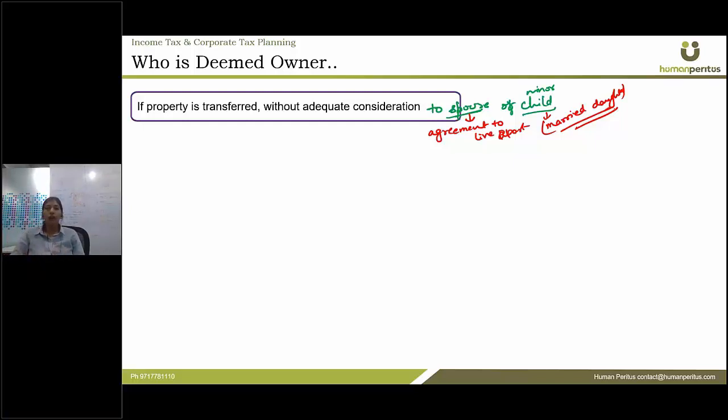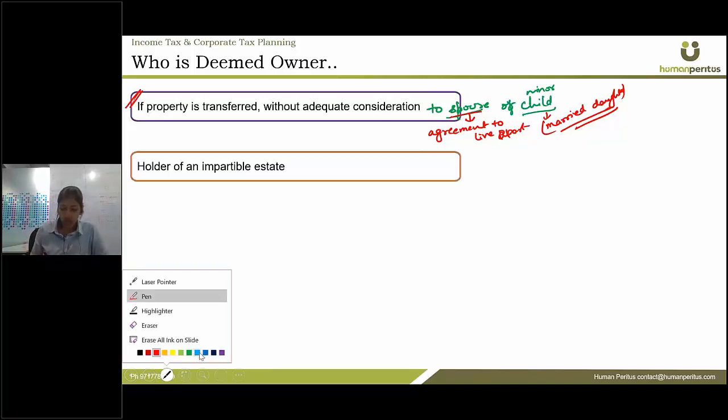And why is this clause given? Because sometimes, to evade taxation, people transfer the property in the name of the spouse or the child so that they will not have to pay the tax. That's why the government has introduced this in the Income Tax Act, so that people cannot evade their tax liabilities. So these are the situations where, even though the property is in another person's name, he will be considered the deemed owner.